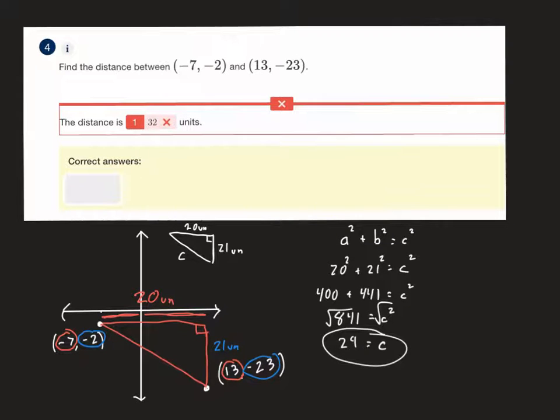Let's check it. 29. Very good. So yeah, I'm not for sure what some people might have done in order to get 32. Just looking at the units, I just hope nobody just added stuff together and magically got 32. Let's check out another one.